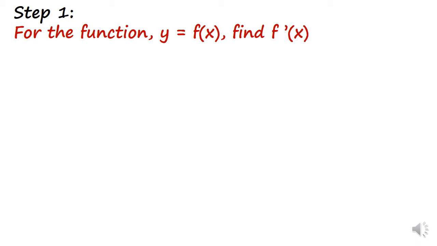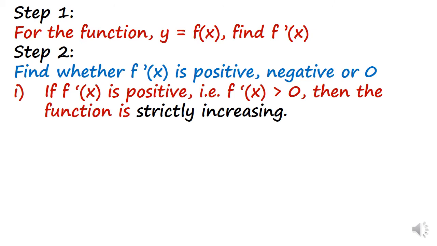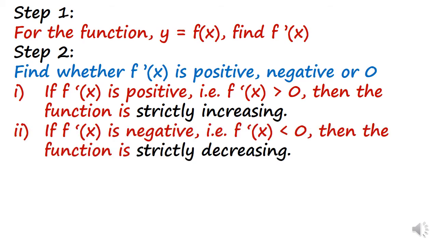After finding the derivative, decide whether the derivative is positive, negative or 0, whether f'(x) is positive, negative or 0. Now if f'(x) is positive, that is, if f'(x) is greater than 0, then we say that the function is strictly increasing. On the other hand, if f'(x) is negative, that is, if f'(x) is less than 0, then we say that the function is strictly decreasing. Remember, this year you will have strictly increasing and strictly decreasing functions only. So it is clear cut enough for you.